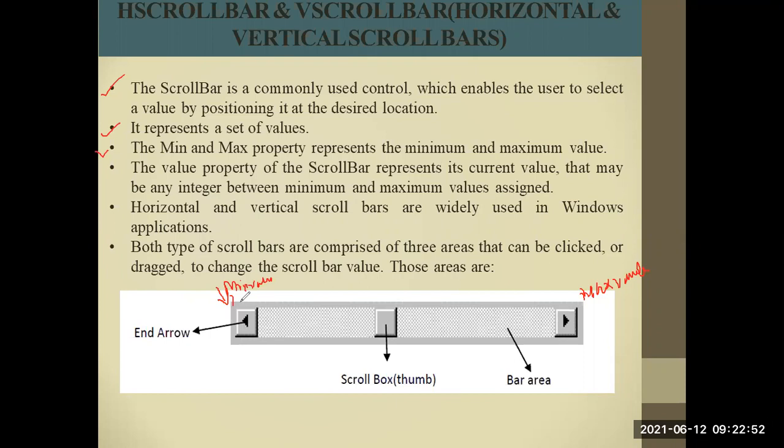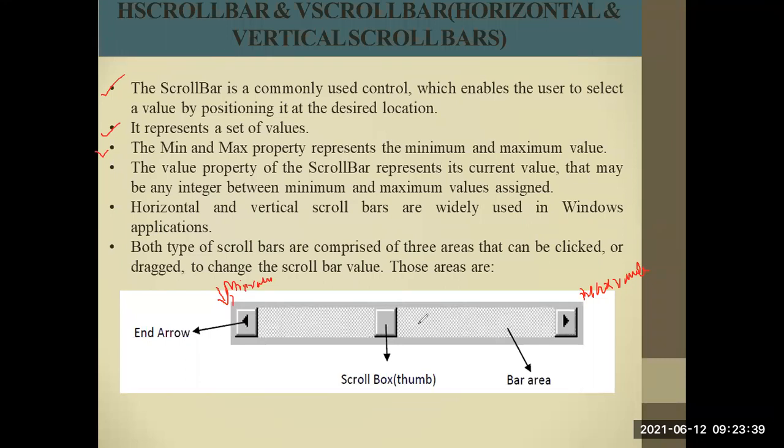Next, the value property of the scroll bar represents the current value. Whenever the scroll box is placed at a position, it represents a particular value property, which may be an integer between the minimum and maximum values assigned. So wherever the scroll box is placed, it indicates the value property of the scroll bar, its current value, which varies from minimum to maximum.